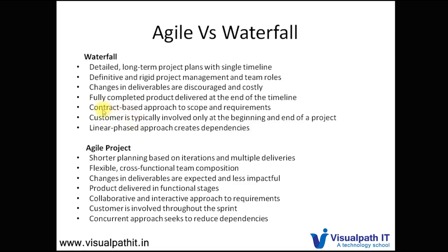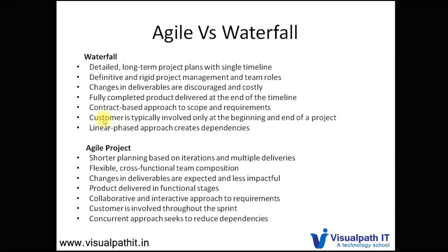So in waterfall, there is a contract-based approach to scope and requirements. There will be some contract, some set of agreement: what are the requirements given by the client, what we are going to develop, what we are going to test. That is contract based. But in agile, we have a collaborative approach. So we are working together with the client now.